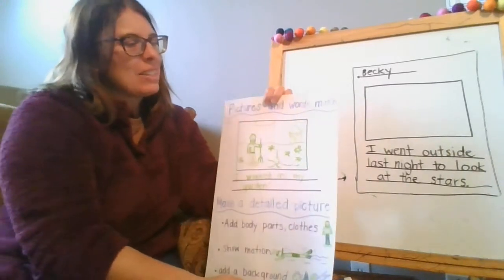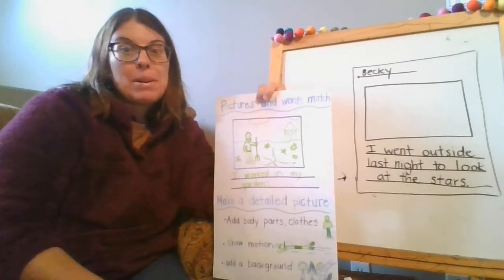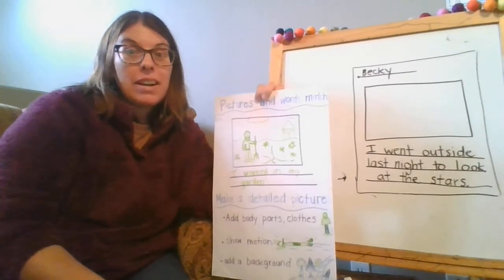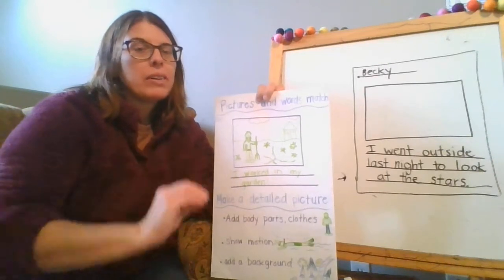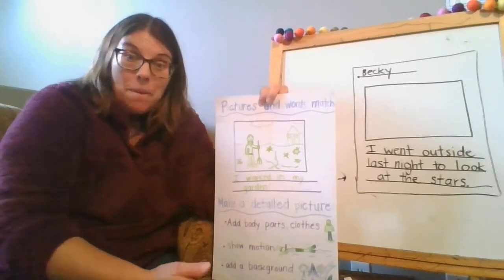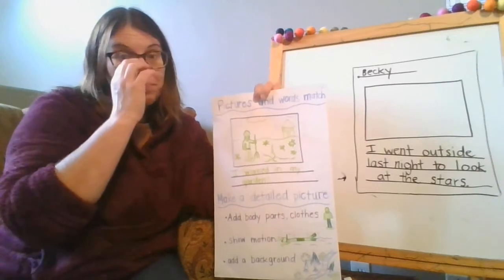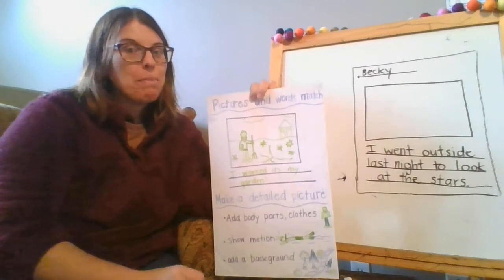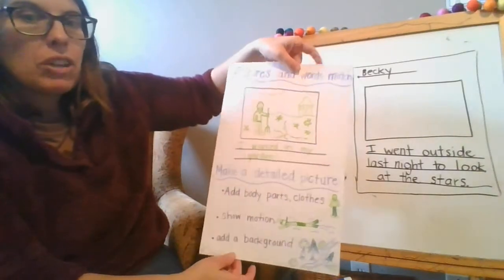So let's try an example. If I wrote, I built a house out of Legos, what kind of picture should I draw to go with that? If my words said I built a house out of Legos, what would my picture be? Yeah, me building a house out of Legos. Would I want to draw a picture of a house out of Magnetiles to go on that page? No, you want your picture to match your words. Okay, so pictures and words should match.